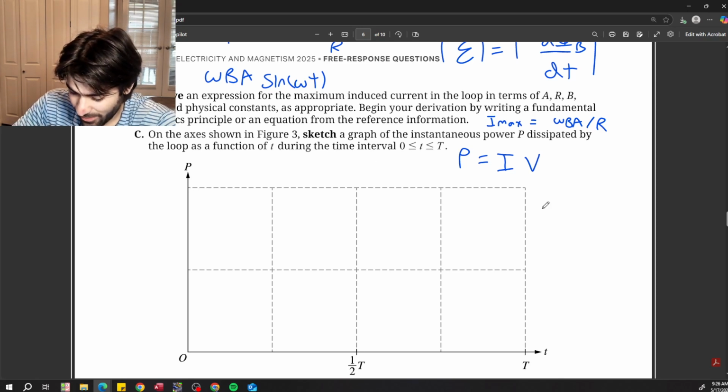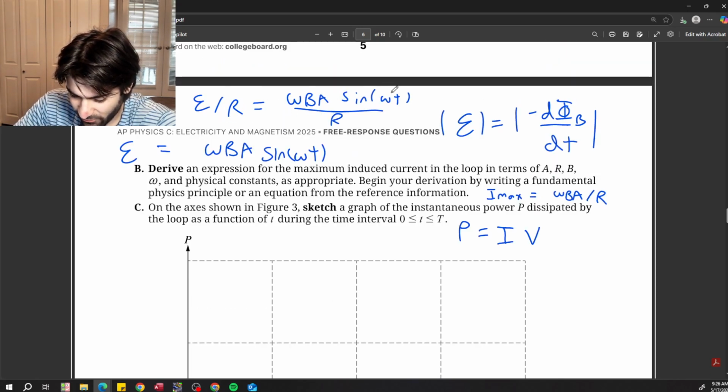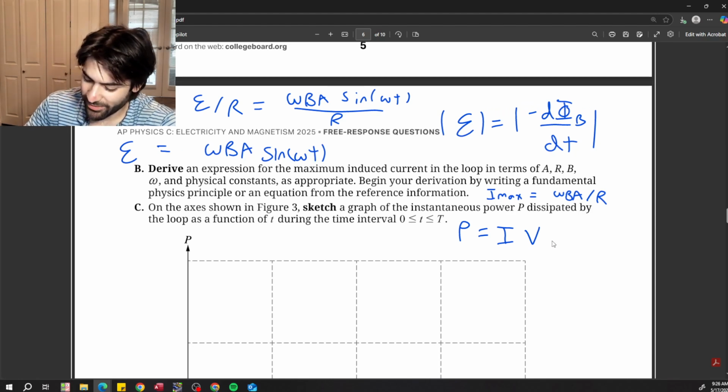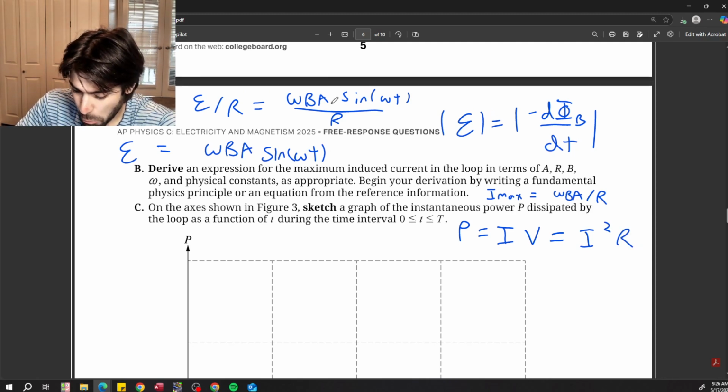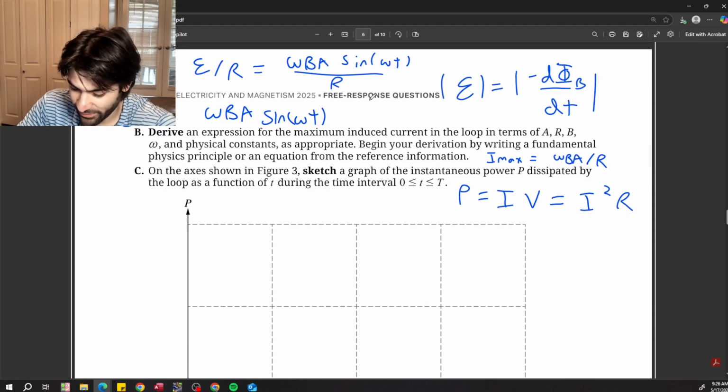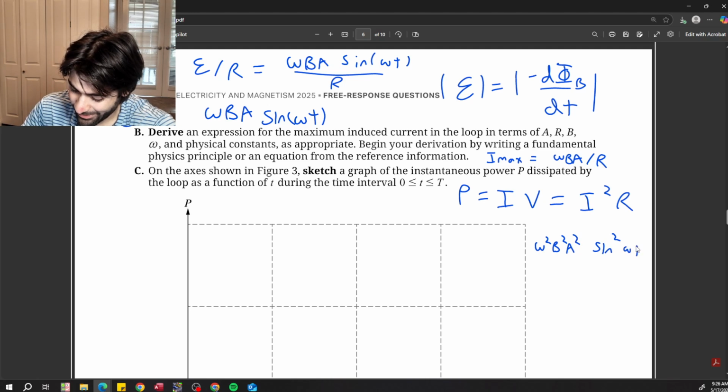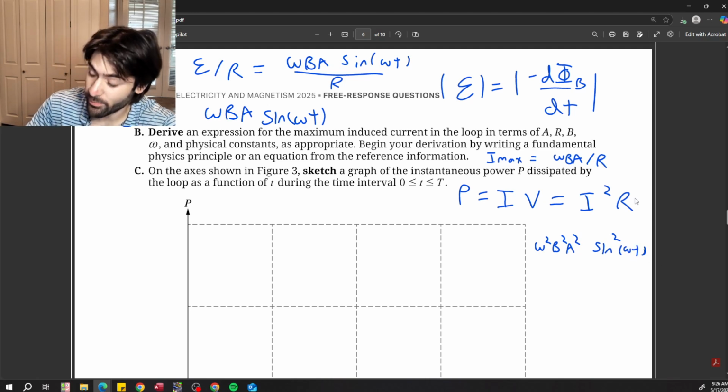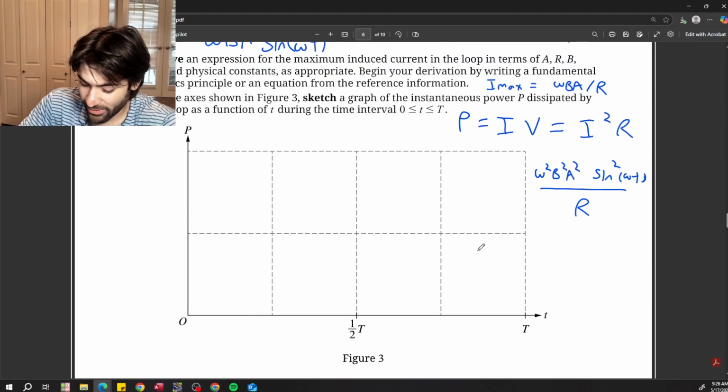So to get the expression for that, we have an expression for I, we have an expression for E. It might be easier to think of this as I squared R. So we'll just take this expression up here, square it, and multiply by R. That's going to give us omega squared, B squared, A squared, sine squared, everything's squared here. We would have R squared on the bottom, but remember we multiply by R, so now it's going to be over R. So this is going to be sine squared.